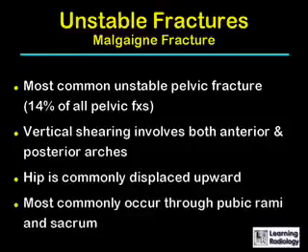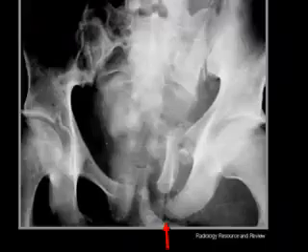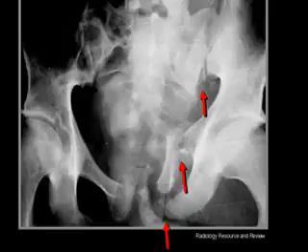Clinically, it can resemble a fracture of the hip, and they most commonly occur through the pubic rami and through the sacrum. This is an example of a Malgaigne fracture. You can see the fracture in the ischium, the fracture in the pubic bone, and you can see the disruption of the left sacroiliac joint with elevation of the left hemipelvis relative to the right side.